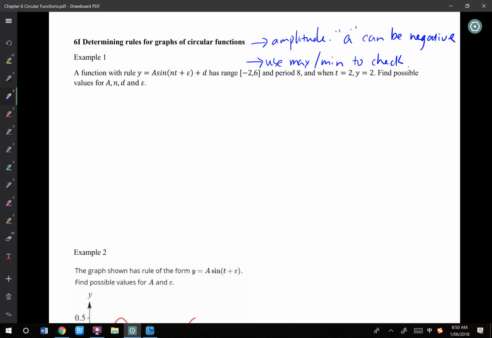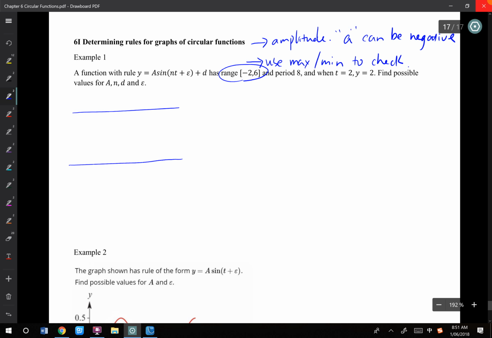Okay, let's have a look at the first one. For the first one, a function with y equals a sine blah blah blah plus d has a range of -2 to 6. So I have y equals -2 and y equals 6. That's what we will have. That's the range. My graph is in between that.